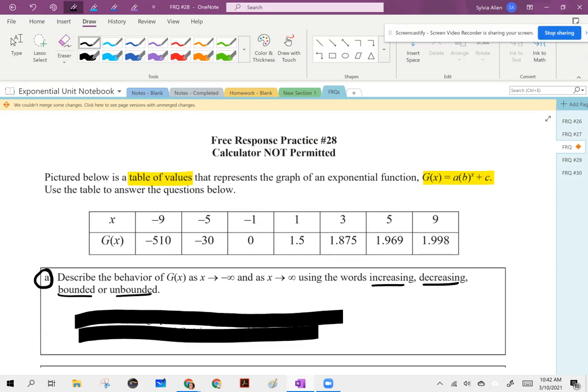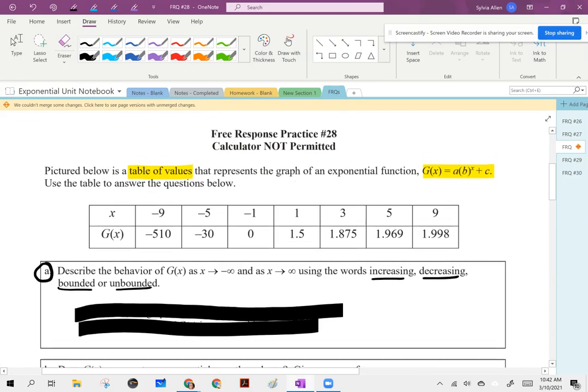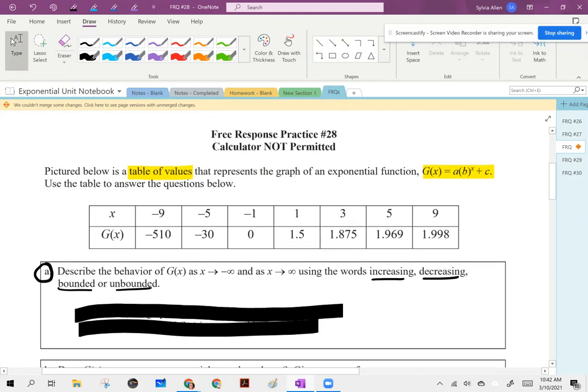So let's take a look at the end behavior. I'm going to work with you on A because it's new language. And then the rest of these, I'll have you answer B, C, and D after we discuss A. So what we're going to do is look at the left end behavior. So what's happening on this side of the graph.